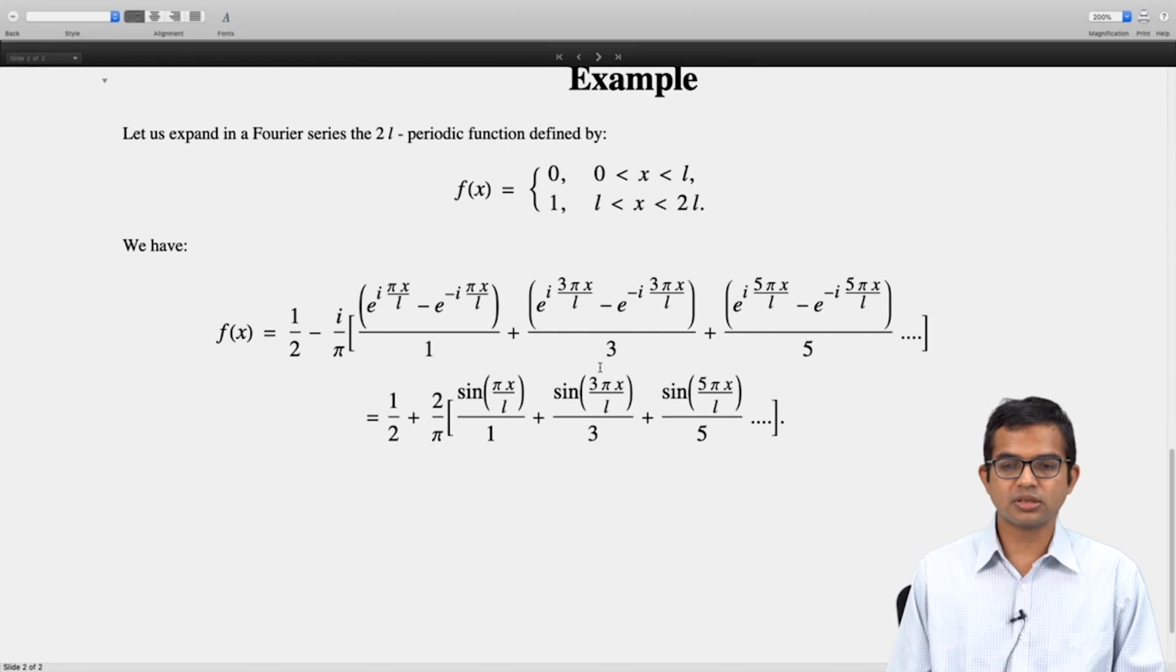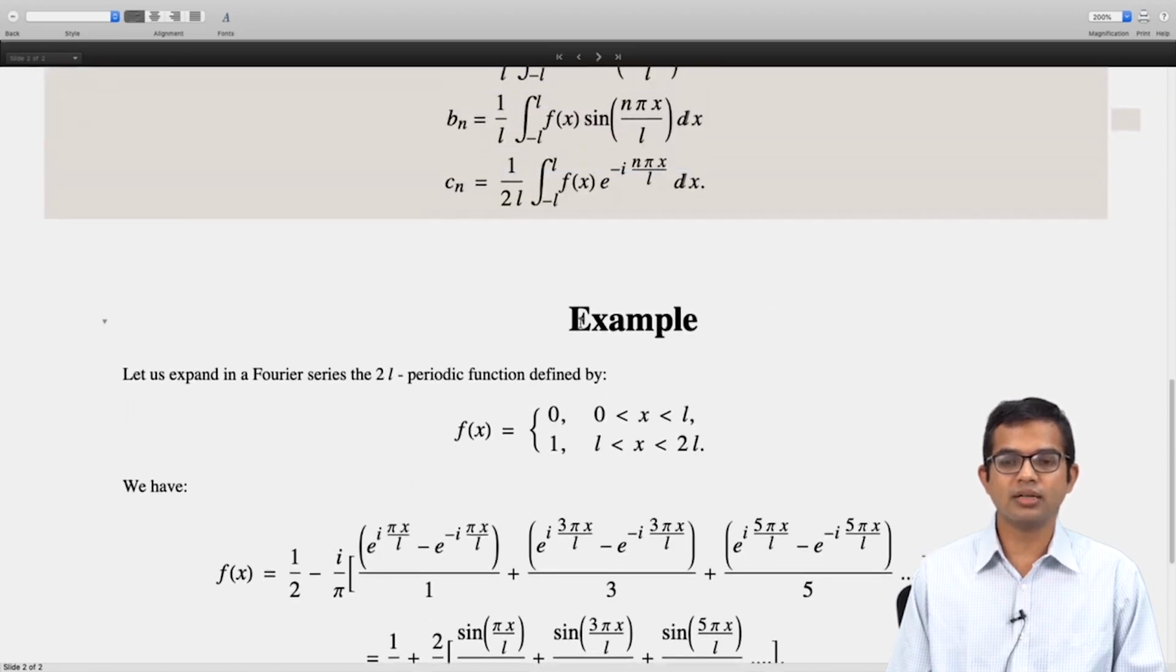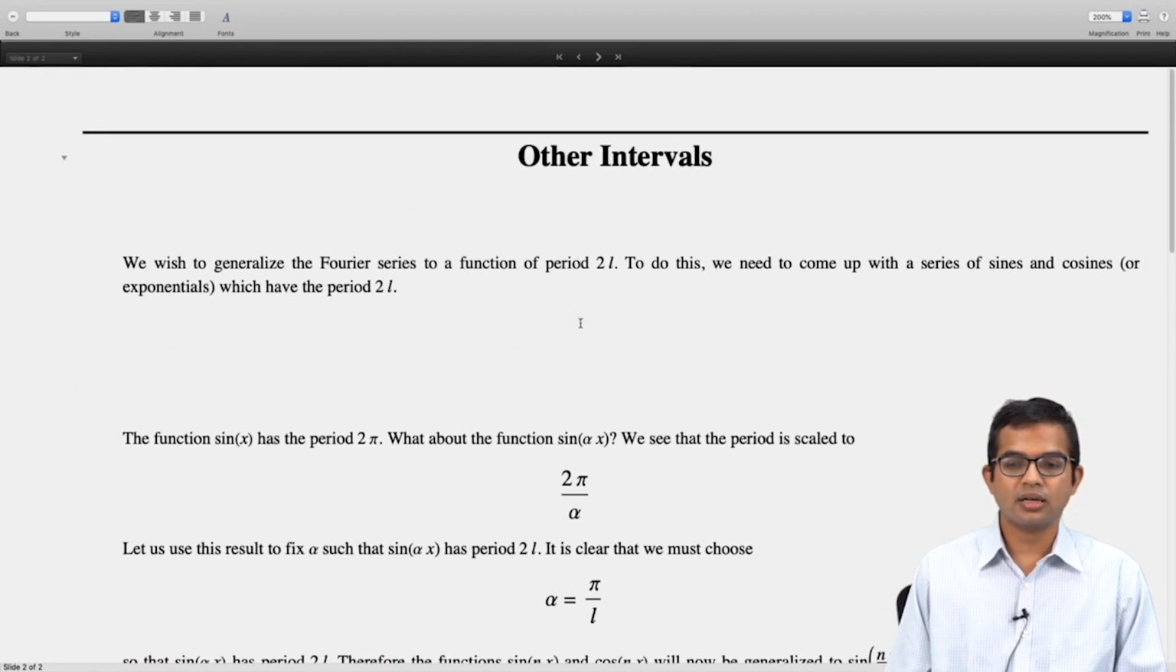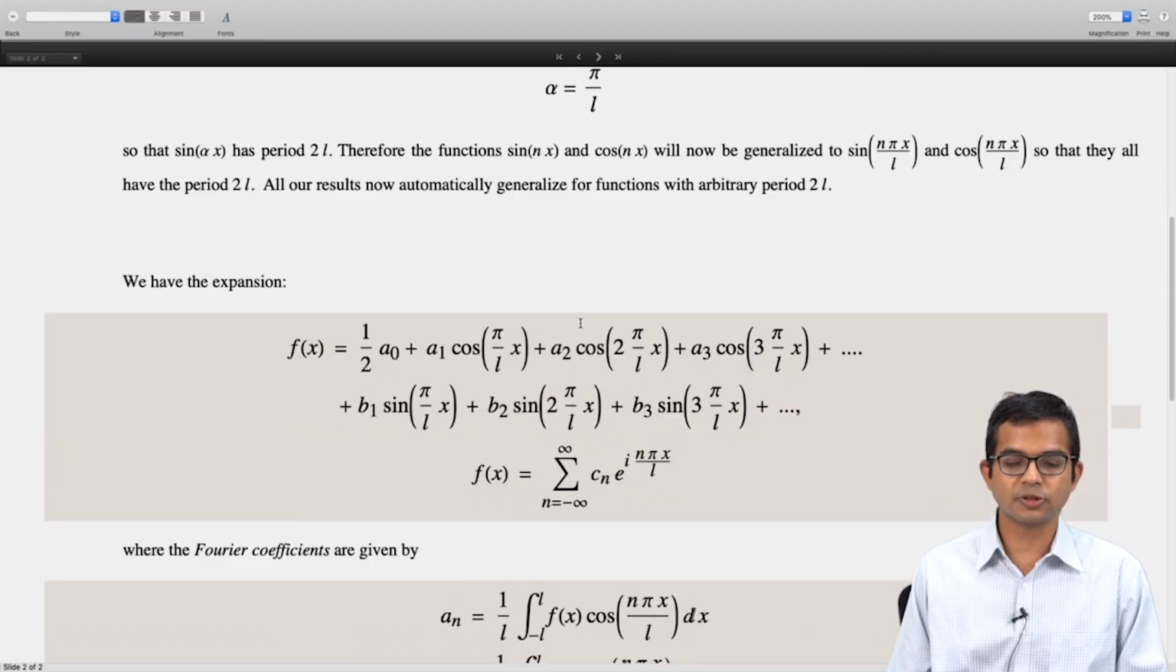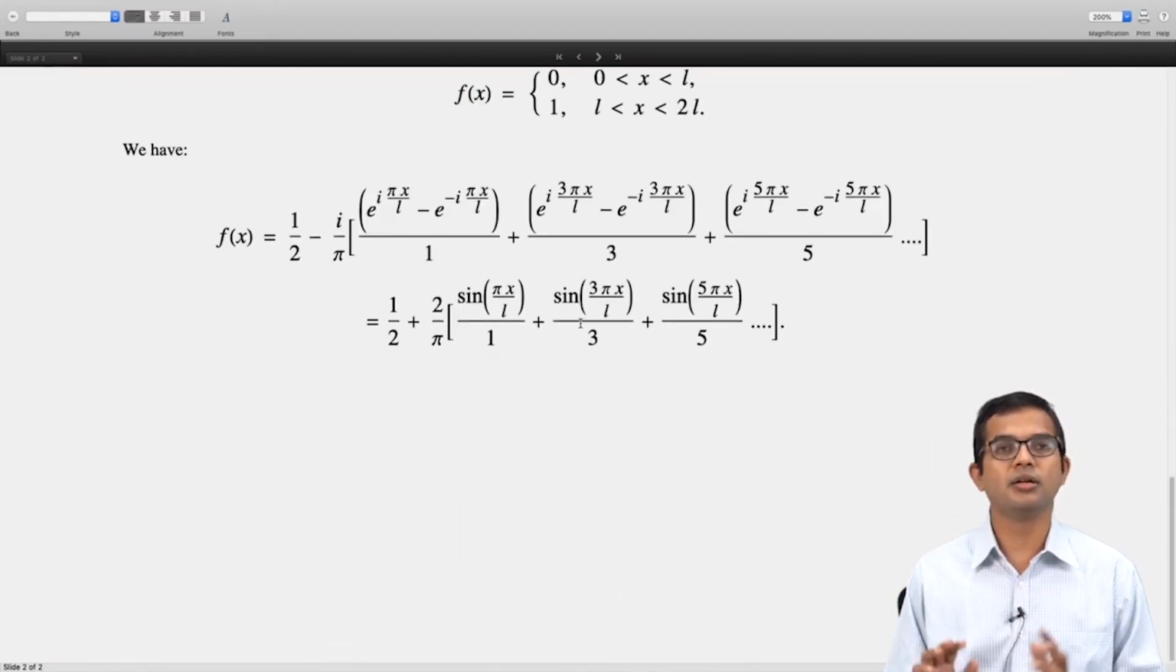Okay, so this is just a short lecture to show you that in fact we have a small tweak, and then we have a general expression for an arbitrary period.